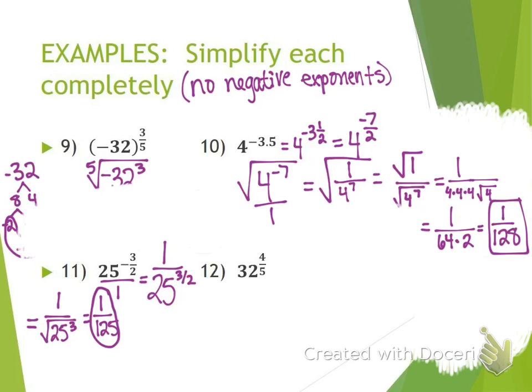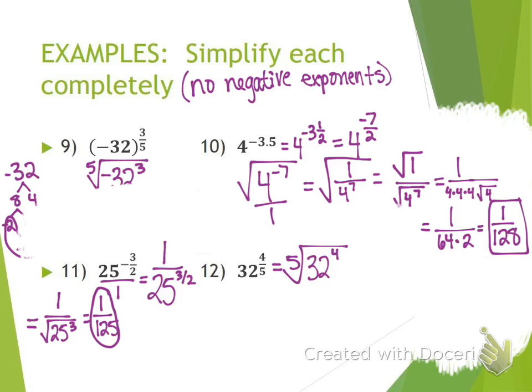All right, on our last one, we don't have to worry about any negative exponents, but we do need to flip it to be in radical form. What is my index? 5. So a 5th root of 32 raised to the 4th power. From number 9, we know that every 32 breaks into how many 2's? 5. Every 32 breaks into 5 2's.